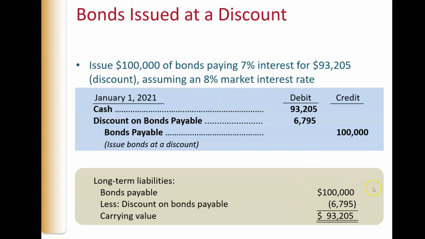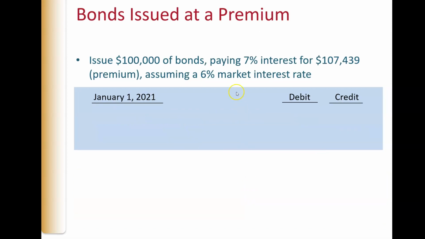This is what it looks like on the balance sheet. Bonds payable less that discount, which is the entire discount, gives you a carrying value on the bond. This bond, same bond, $100,000 worth of bonds paying 7% interest, but it was issued at a premium, $107,439, because the market rate was 6%.